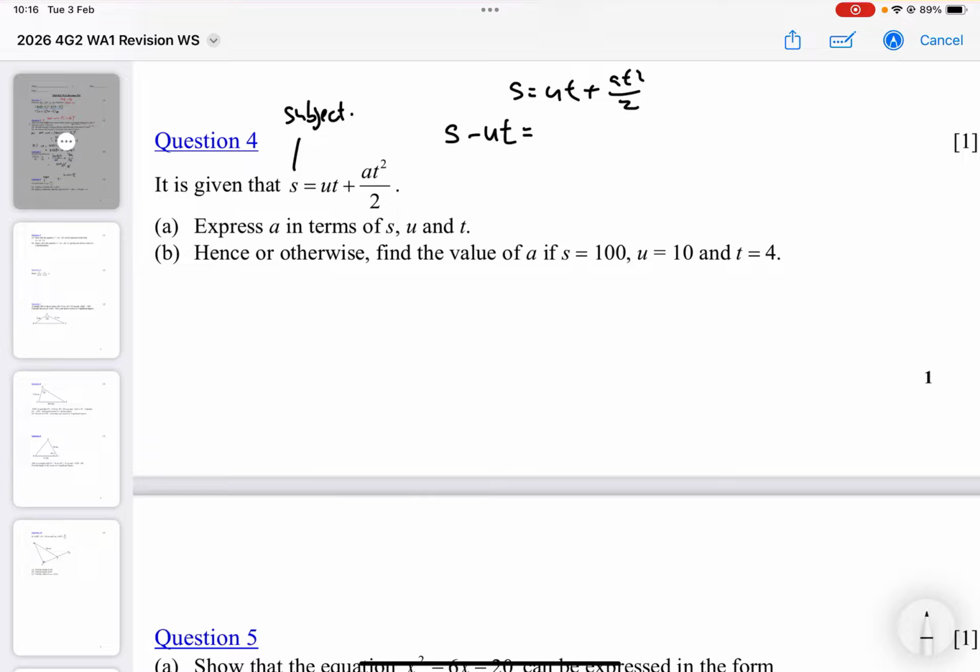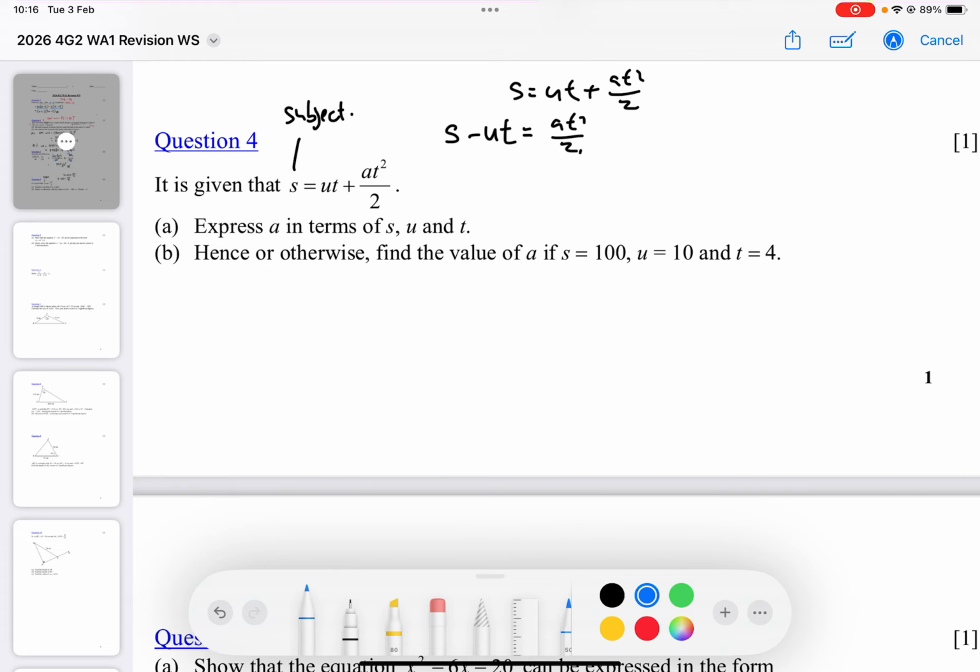Then ut positive will become negative. Now my at squared over 2 is alone already. But in the end, I want a. I don't want the t squared, I don't want the 2. So I want the 2 to disappear, I need to multiply 2 to the right. If I want to multiply 2 to the right, I need to multiply 2 to the left also.